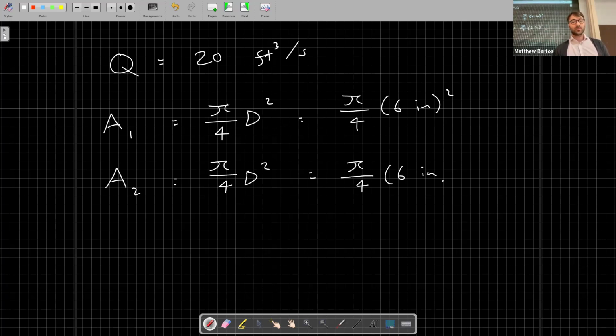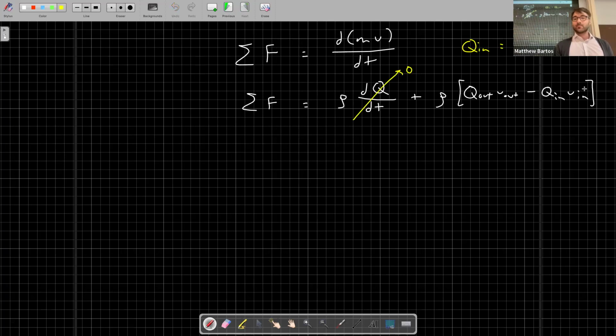So are the velocity at the upstream and downstream end the same or different? They're the same. They have to be the same because the flow rate is the same at both ends and the area is the same at both ends. So it doesn't matter that the pressure decreased. The velocity is still the same. So that means that this second term is equal to 0 as well. So we have, luckily, that the sum of forces is equal to 0. What are the forces that we have to consider for this system?